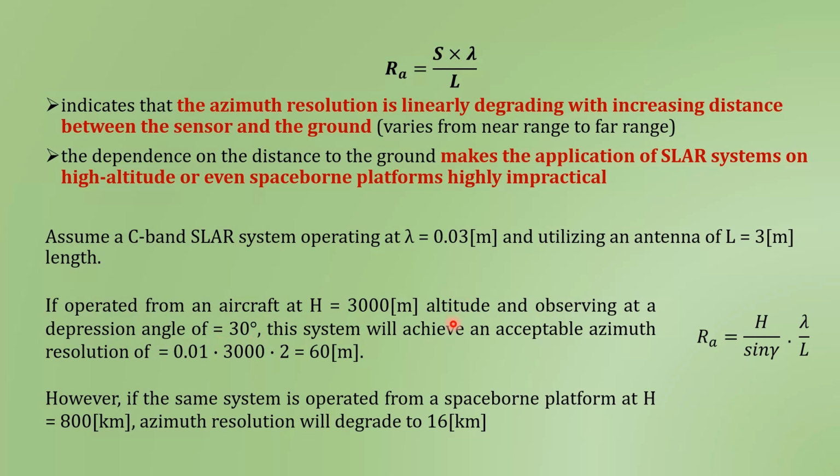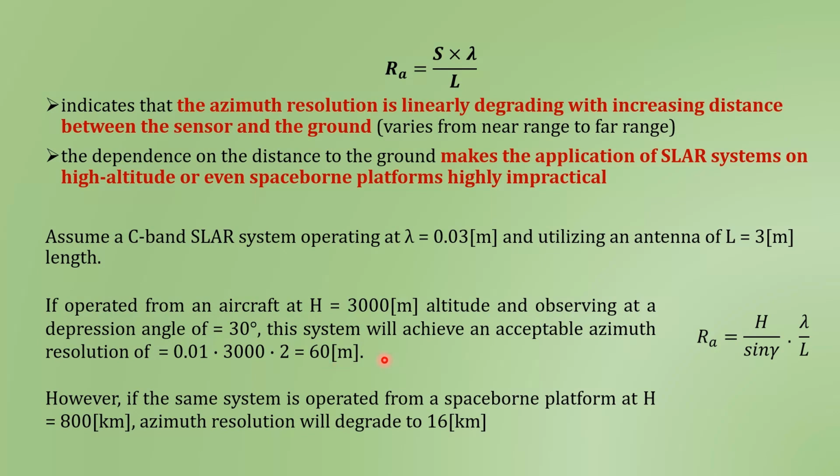We can calculate the azimuth resolution for the system using the formula we discussed in the last video, where azimuth resolution can be calculated using the height of the platform, depression angle, wavelength and the length of antenna. For this case, the height of the platform is 3000 meter, the depression angle is 30 degrees, the wavelength is 0.03 meter and the length of antenna is 3 meter. Putting all the values in this equation, we get an azimuth resolution of 60 meter.